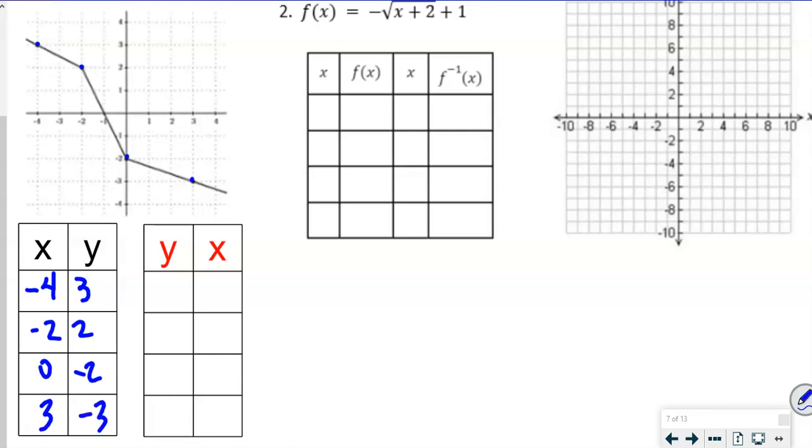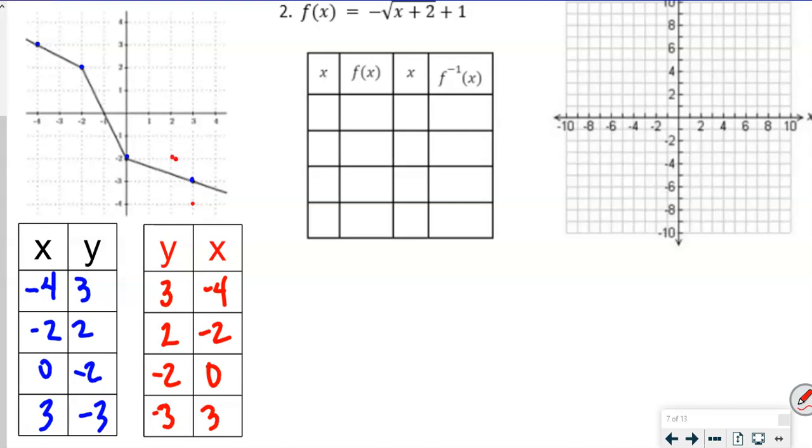Okay, so those are the original values of our graph, right? Now we're going to flip those. We're going to make the y the x and the x the y. So we're going to do 3, negative 4, and then 2, negative 2, negative 2, 0, and negative 3, 3. Now we're going to plot those points. 3, negative 4 is down here. And then we have 2, negative 2 right there.